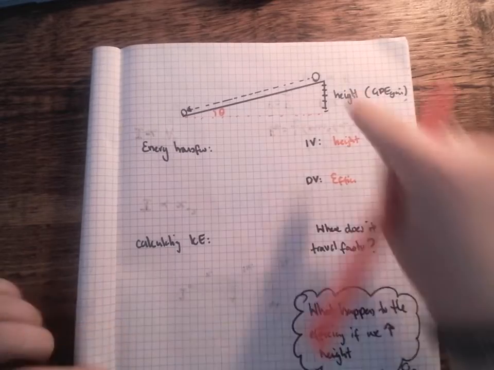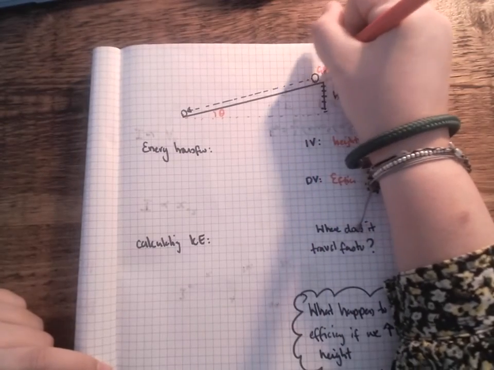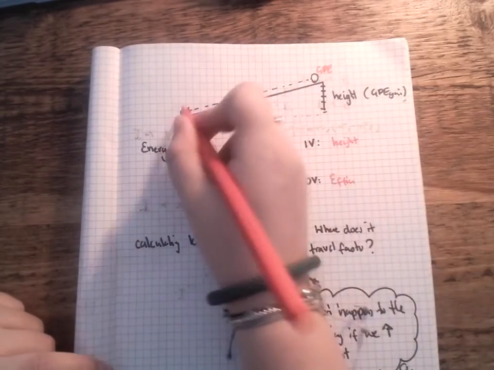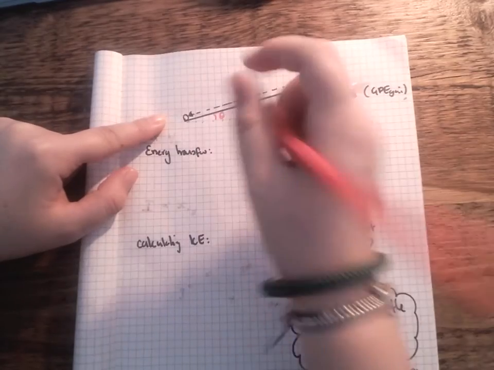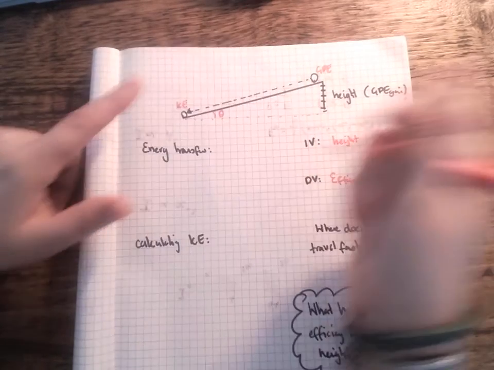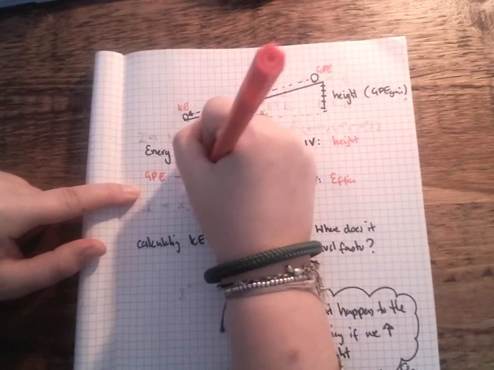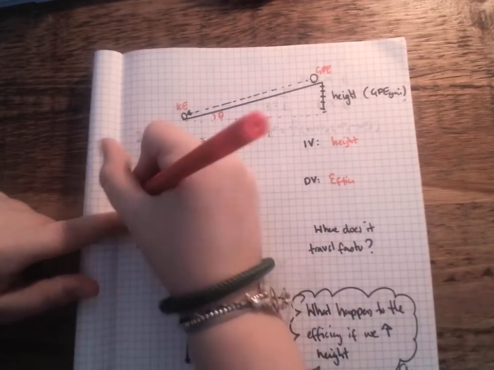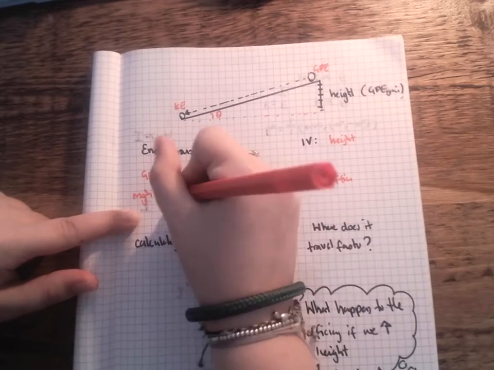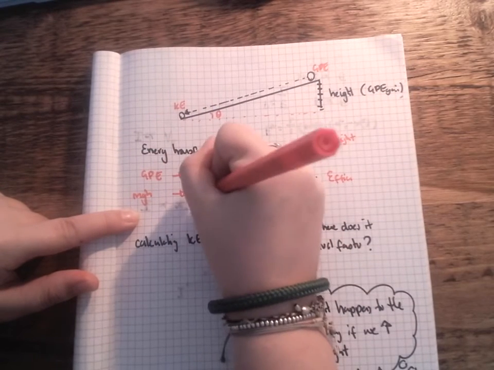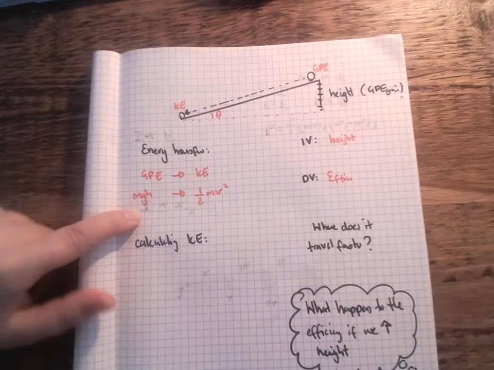So in this case, what's going on? Well, it's got at this point its GPE, and as it rolls down the ramp, it's decreasing its GPE and turning into kinetic energy. So we have GPE going to kinetic energy. So in this case, I've got my mgh going into my half mv squared.